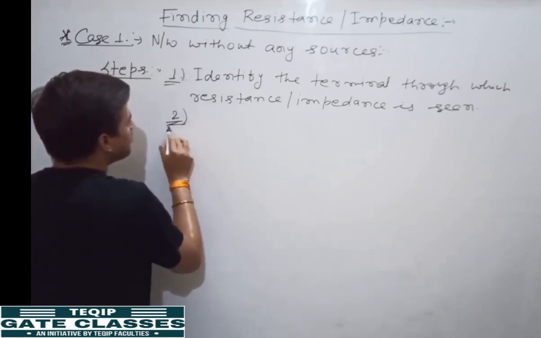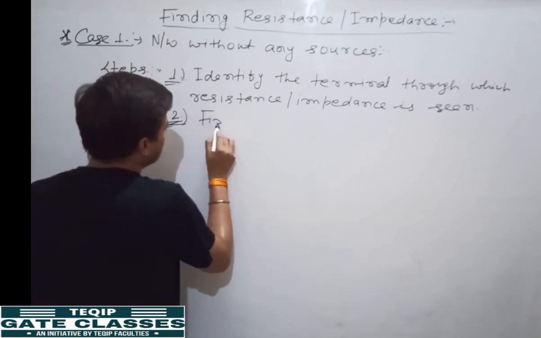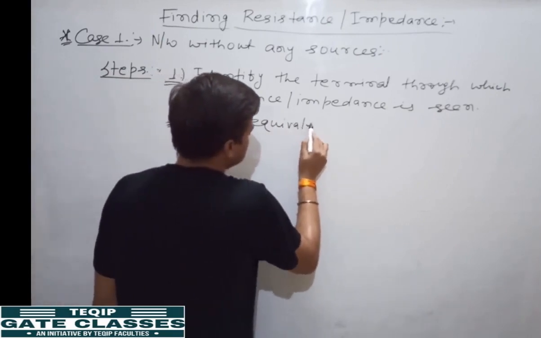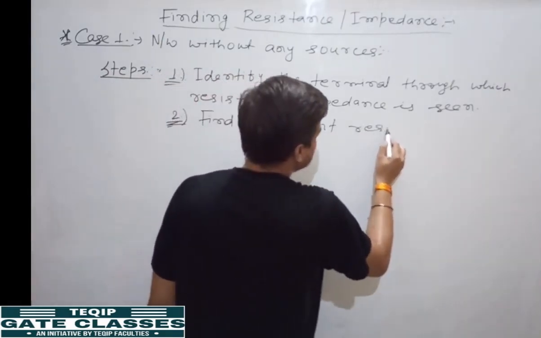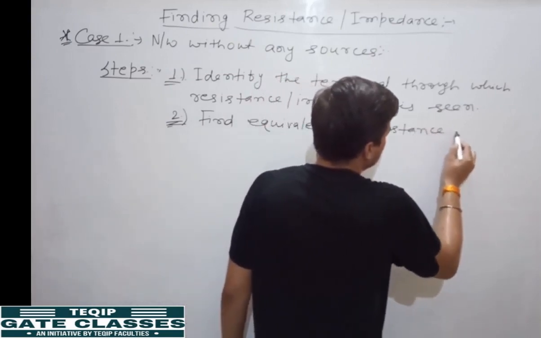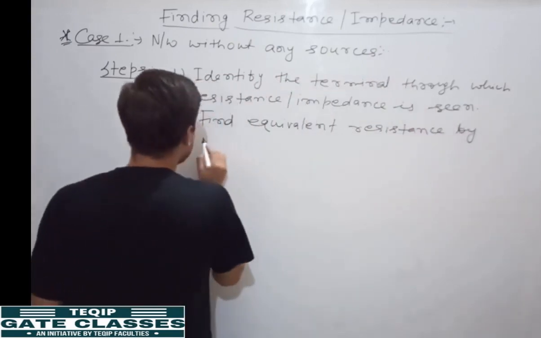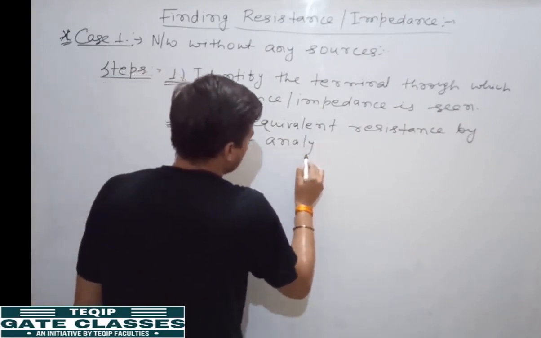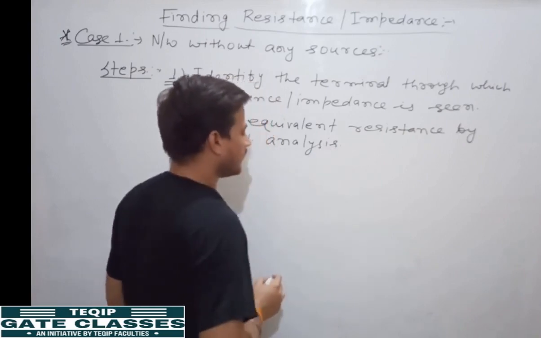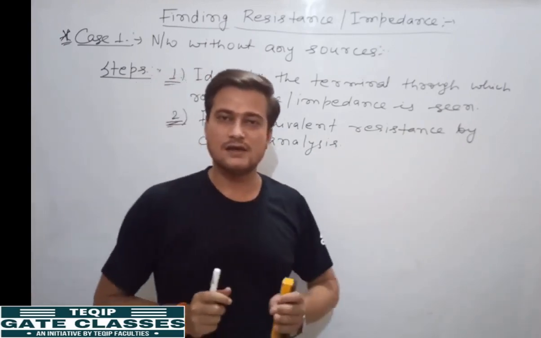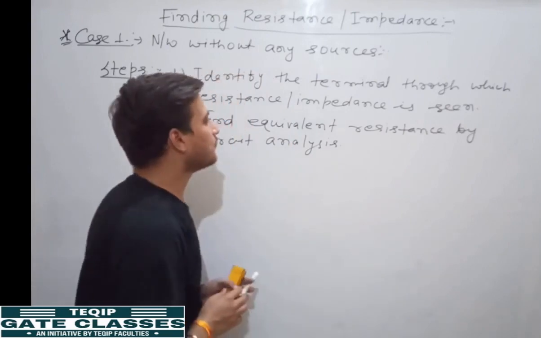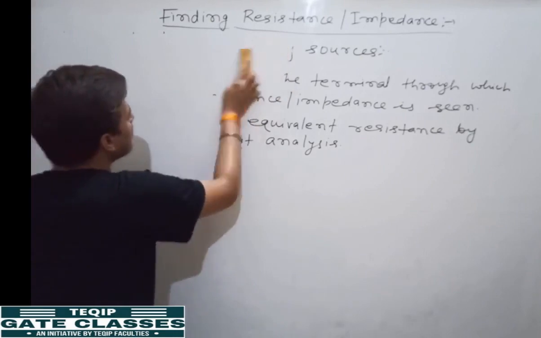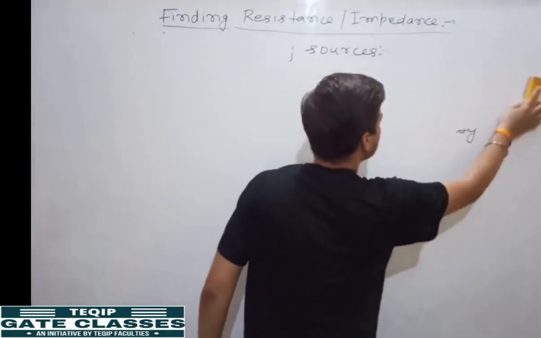Second one is find the equivalent resistance by circuit analysis. Find the equivalent resistance by circuit analysis. So next, let us discuss some problems on this so that this concept will be clear to you.